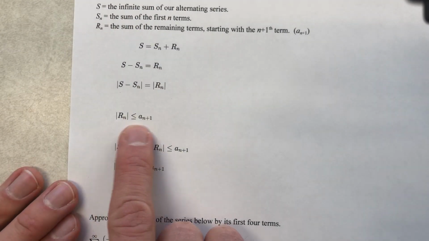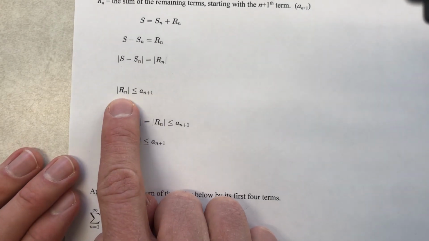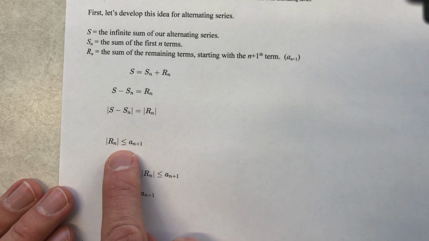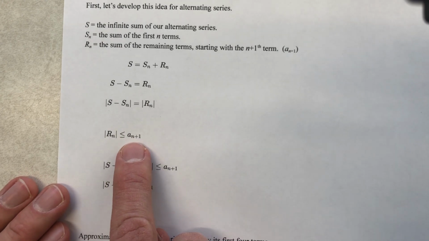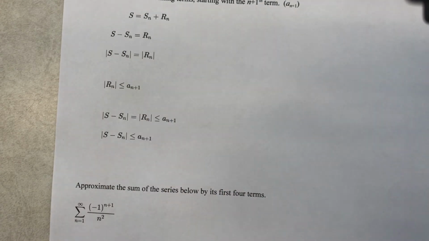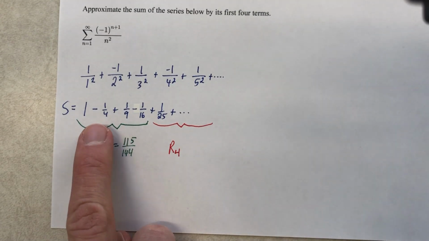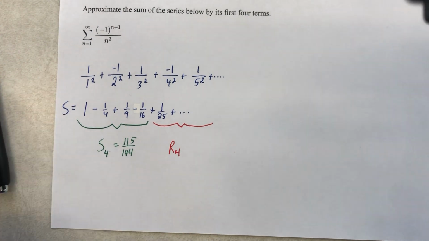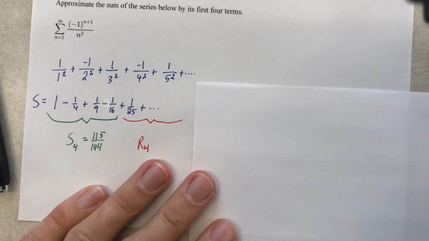And let's talk about what this is. The remainder sum, this guy right here, is less than or equal to the next term. What does that mean? Okay, here's what that means. This series is doing something, I'm going to give you a visual for it. It's doing something quite amazing, and the amazingness is this.